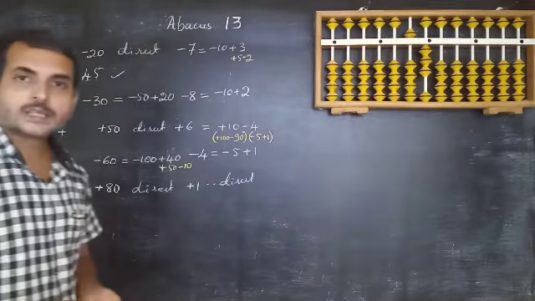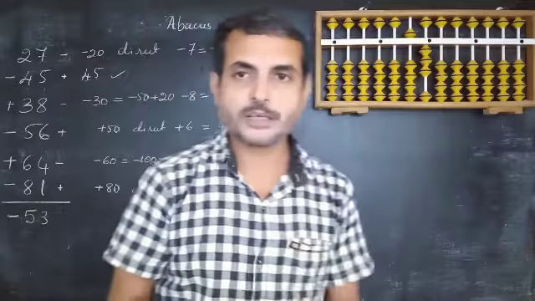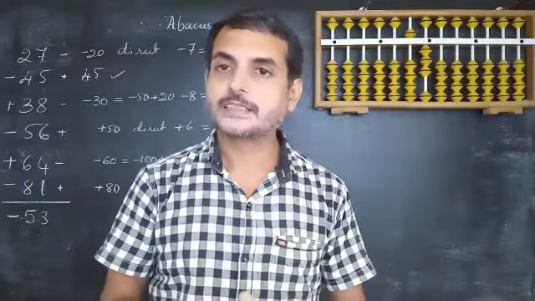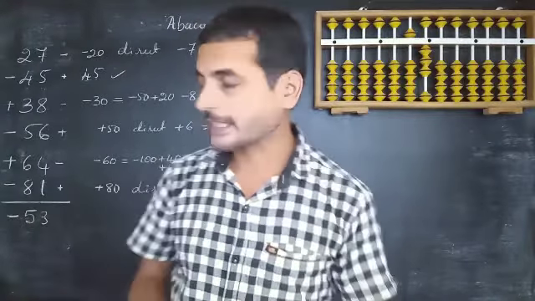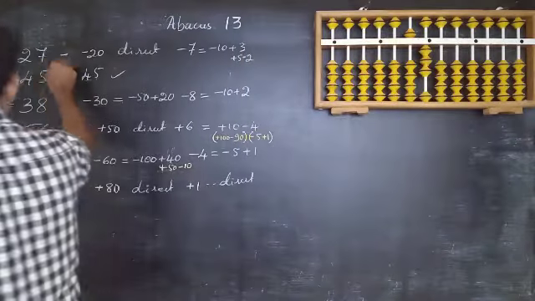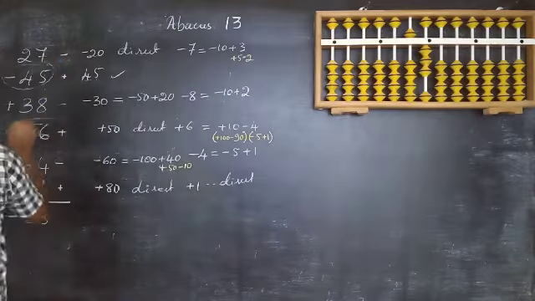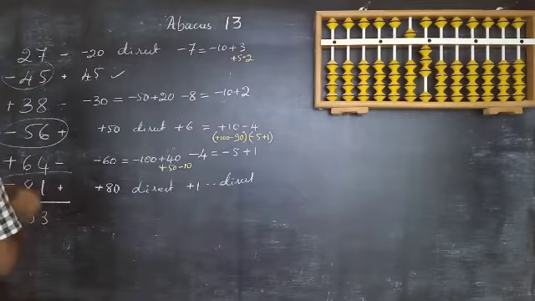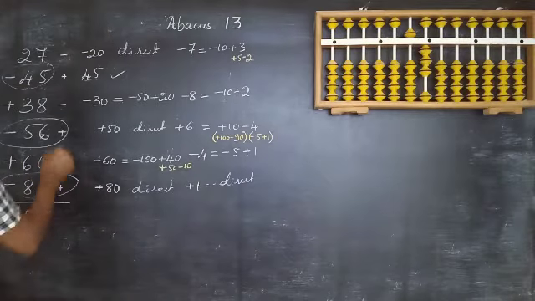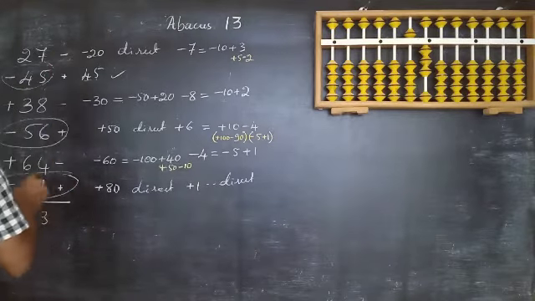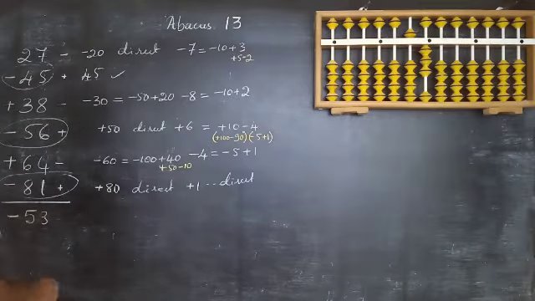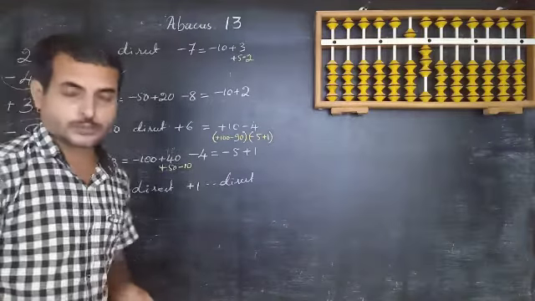What you have to do? If you come to know that it is giving a negative answer, then you take all negatives, you add all negatives in the first step, then subtract all positive numbers so that you will get the negative digit.